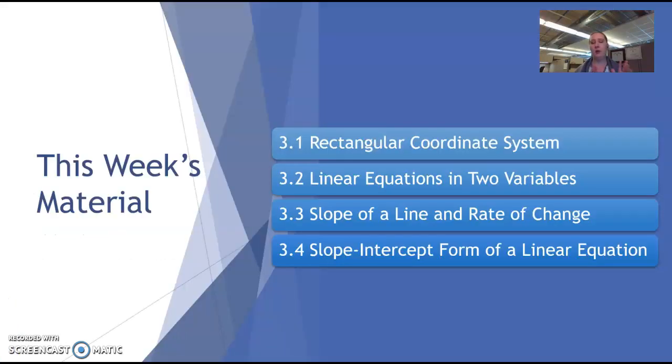So there are more than 4 sections in Chapter 3. We're only going through the first 4. We're looking at the rectangular coordinate system, linear equations in 2 variables, slope of a line and rate of change, and then slope-intercept form of a linear equation. And then there's another section 3.5. We're going to introduce a little bit of that in the discussion this week, but you're going to be sort of guided. You're given the equation and kind of what to do.